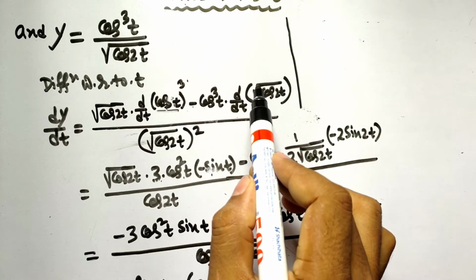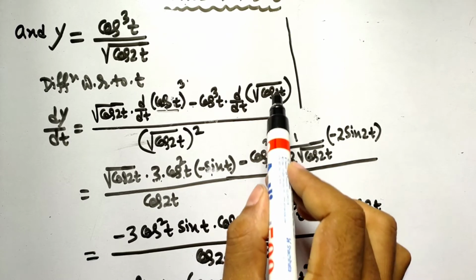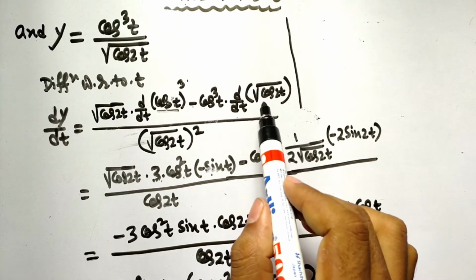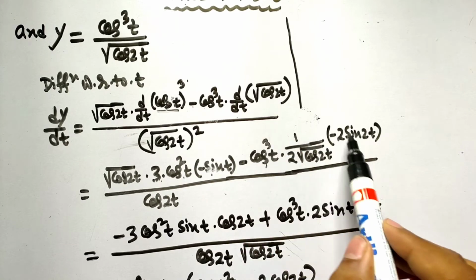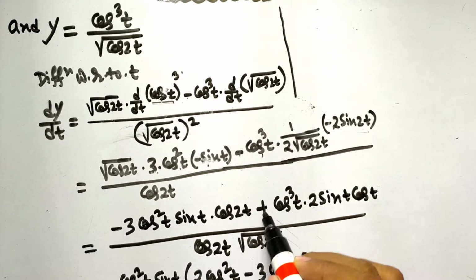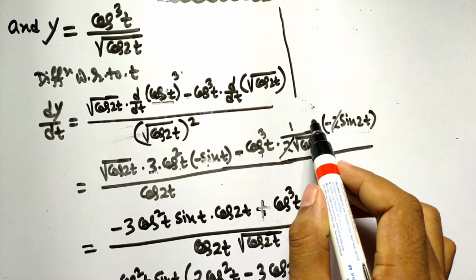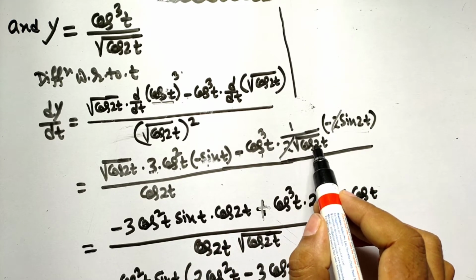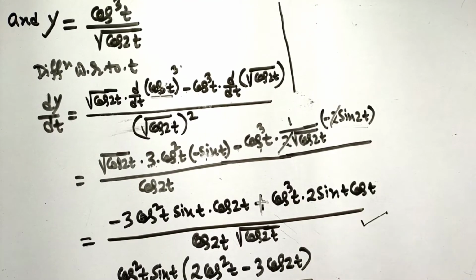We know the derivative of root under u is 1 by 2 root under u into derivative of u. Okay, I have already told you. The derivative of cos 2t with respect to t is minus 2 sin 2t. So this minus and this minus will become plus. Here 2 and this 2 cancel. Similarly, if you take LCM in the numerator, what is your LCM? Root under cos 2t is your LCM. So you will get this line.